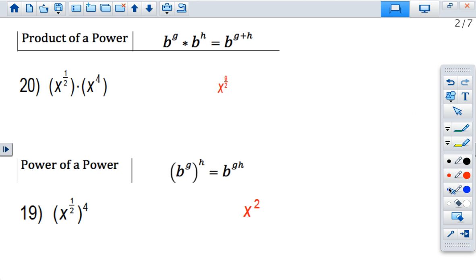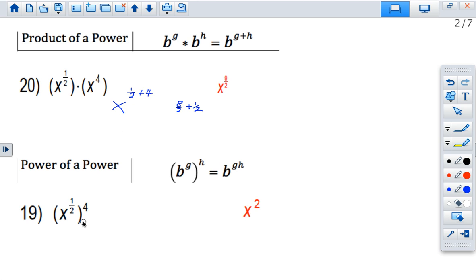And the process that they use to get that is, because you have the same bases, you just have base x raised to the power of 1/2 plus 4. Okay, and then I'm not going to go through the whole process of getting common denominators and everything. If you're not sure how to do this, plug it into your calculator and just get a fraction. But basically, the 4 would become 8 over 2, plus 1/2. Okay, and that's how we get the fraction 9 over 2 as your exponent. And so that's just one example of how the product of a power works.